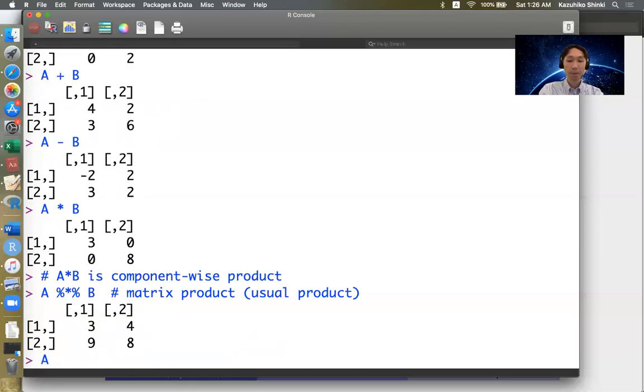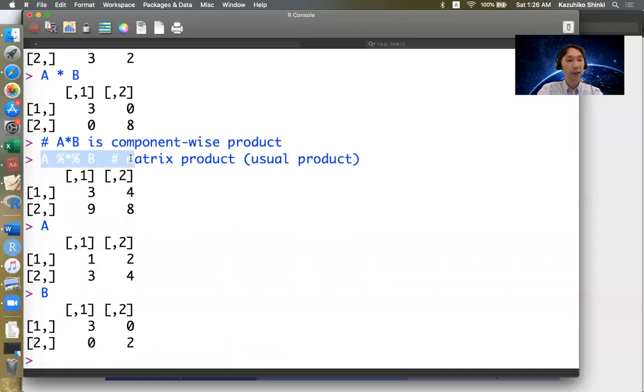Remember that the matrix product is defined by the inner product of the row vector of the first one, A, and the column vector of the second one. The first row of A is 1, 2, and the first column of B is 3, 0. So 1 times 3 plus 2 times 0, that is 3 plus 0, so 3. That comes here. And the second row of A and the first column of B: 3 times 3 plus 4 times 0. That is 9, so 9 is here.